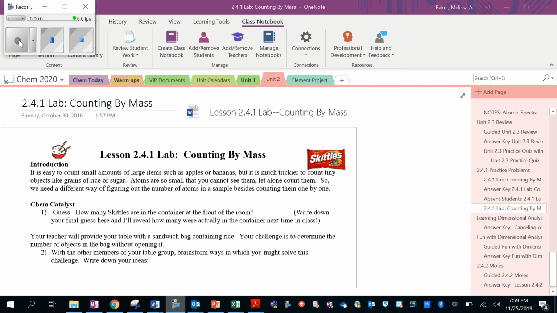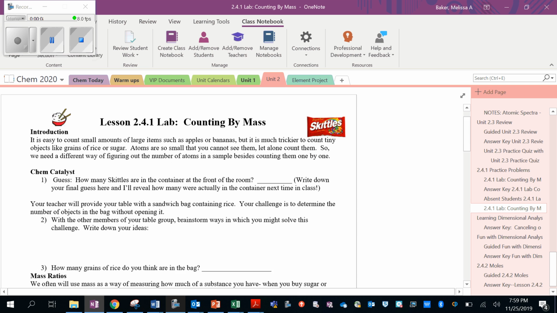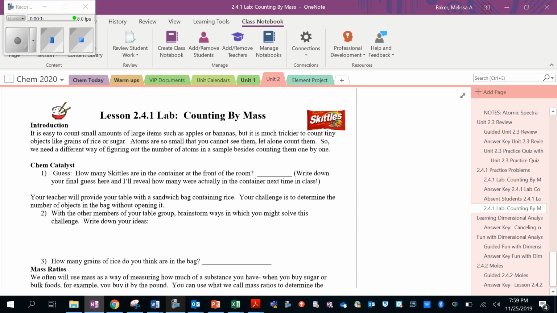All right, let's talk about the 2.4.1 lab, counting by mass. So in the intro, it says it's easy to count small amounts of large atoms, like how many bananas do you have? But when it comes to how many grains of rice or how many particles of sugar do you have, it's more like atoms, where they're so small that it's difficult to count them. So we need a different strategy.